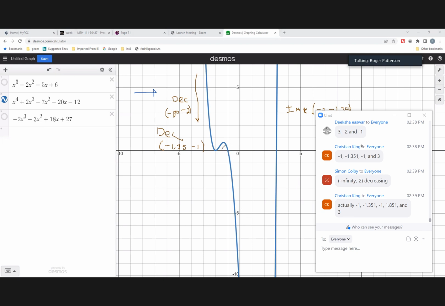But wait a second, doesn't it go past that? Oh yeah, it does. It goes past that negative 1. It's going to keep on going, right? So I've got to go down and figure out where exactly it ends. So let's come down to here.